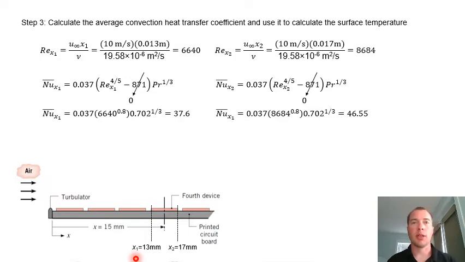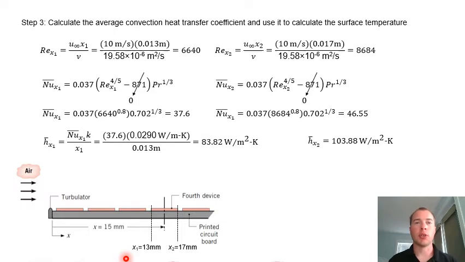We now can calculate the average Nusselt number at the leading edge and the trailing edge, anticipating using the principle of superposition. Here the values are calculated. 0.037 times 6,640 raised to the 4/5 times a Prandtl number raised to the 1/3 yields 37.6. Similar calculation at the trailing edge leads to 46.55.